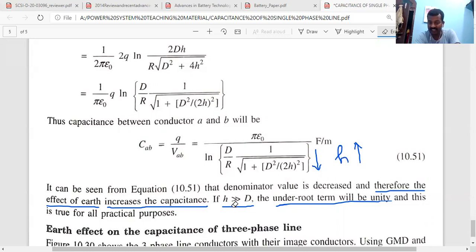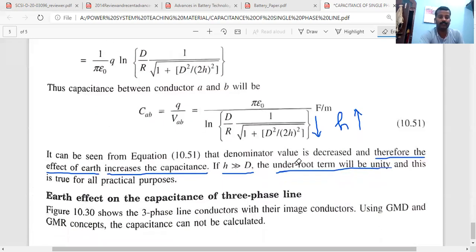If the value of h increases very high compared with the spacing between the conductors, meaning if the lines are very high, when the transmission line is very high from the earth's surface, in that case D by 2h can be neglected. It will be a very low value, and all the root terms will vanish, and due to which it will become simply pi epsilon naught upon ln D by r, like the previous one.